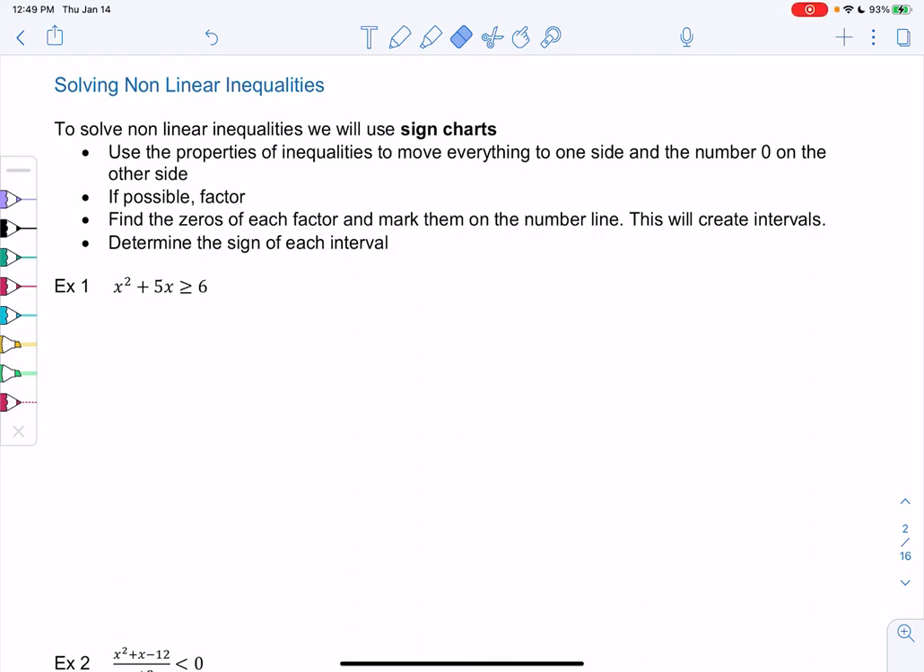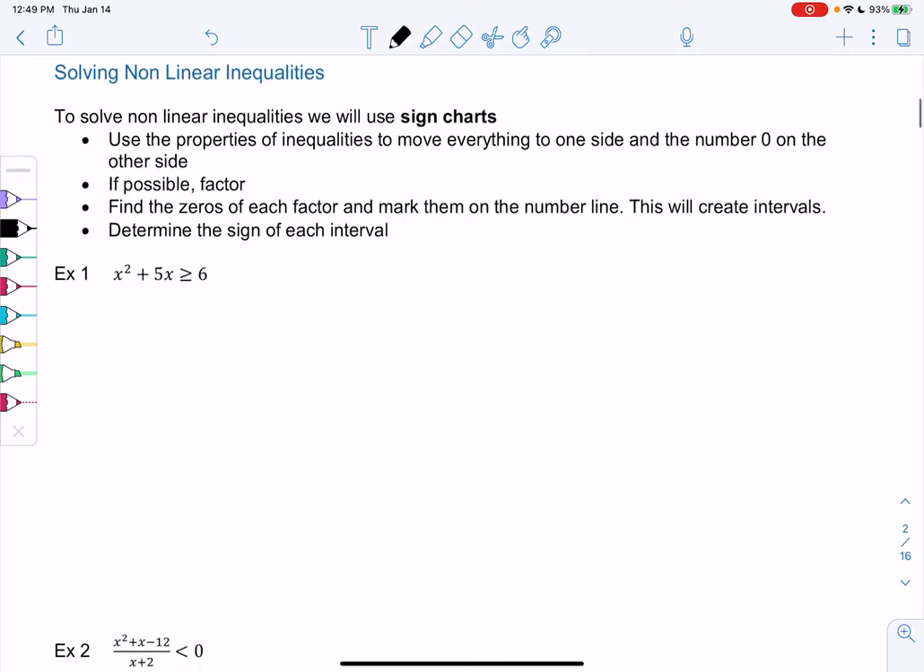Section 1.1, solving nonlinear inequalities. So we're going to solve nonlinear inequalities. For now, this will be quadratics, cubic functions like x squared or x cubed. We might have rational functions like 1 over x minus 1, things like that.